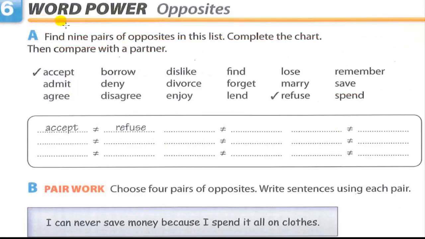Exercise number six, word power, opposites. A. Find nine pairs of opposites in this list. Complete the chart, then compare with a partner. So here we have about 18 words. I need to put every two words together, opposite words together.